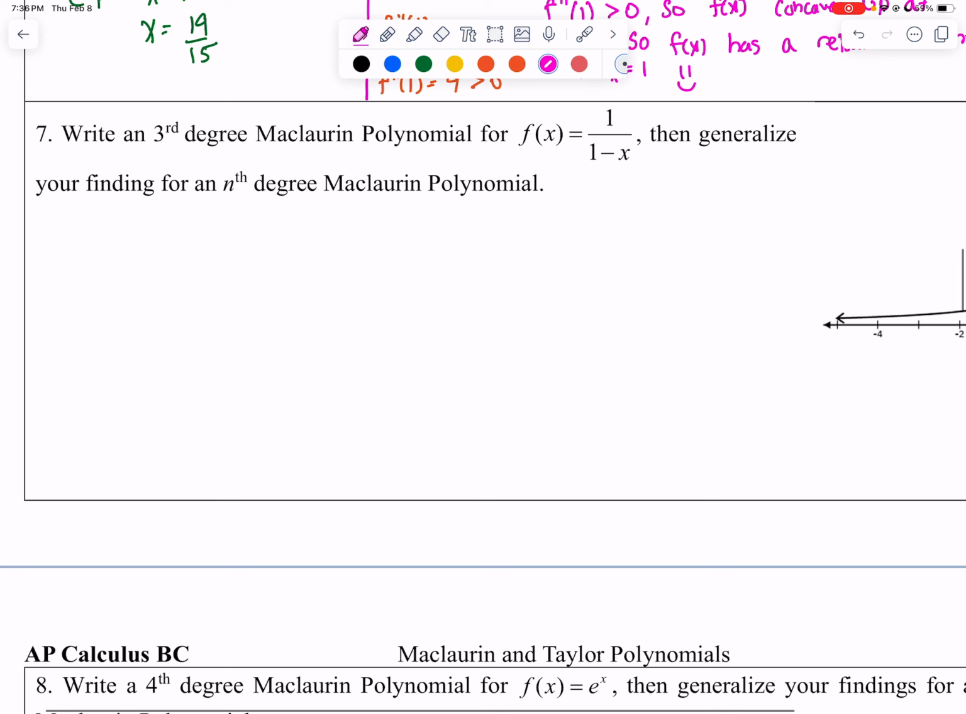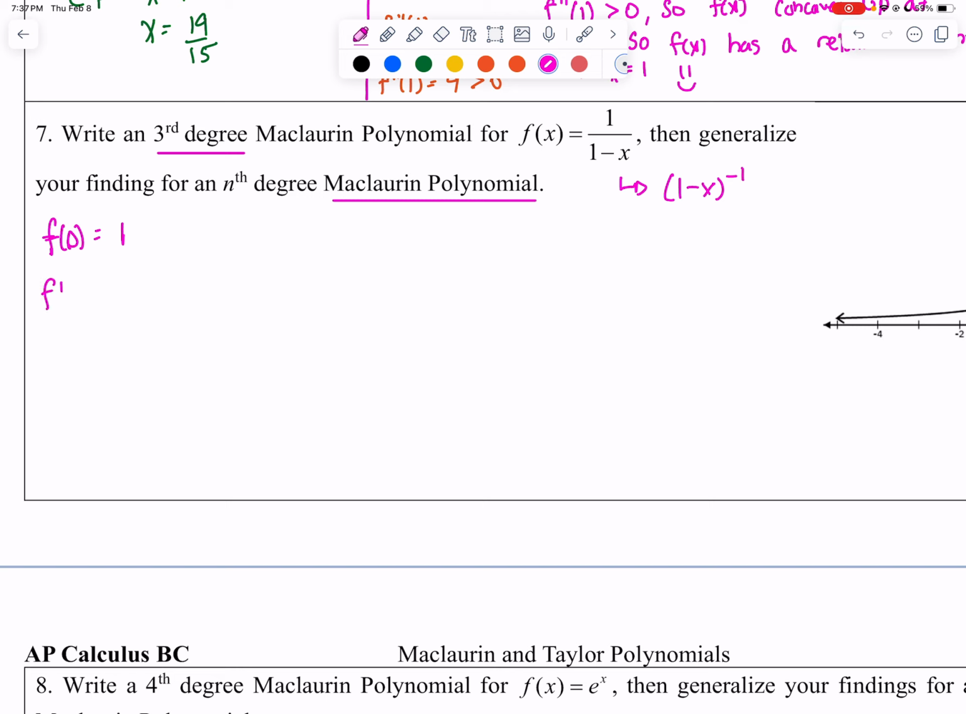I'm going to rewrite this as 1 over 1 minus x to the negative 1, just so that I could use power chain power, whatever you want to call it. Since this is a Maclaurin polynomial, this means that we are centered at 0. So I'm going to have f of 0. Okay, in my first term, that's just going to be 1. Great. Since I have a third-degree polynomial, I'm going to take my derivative into the third one.